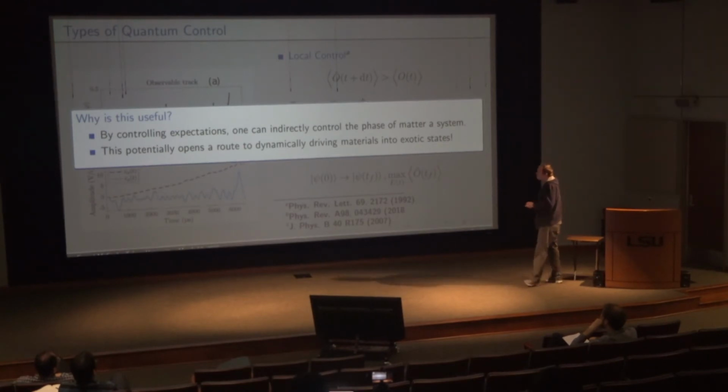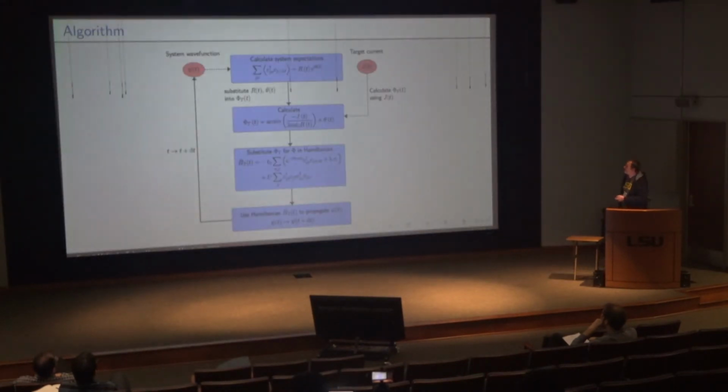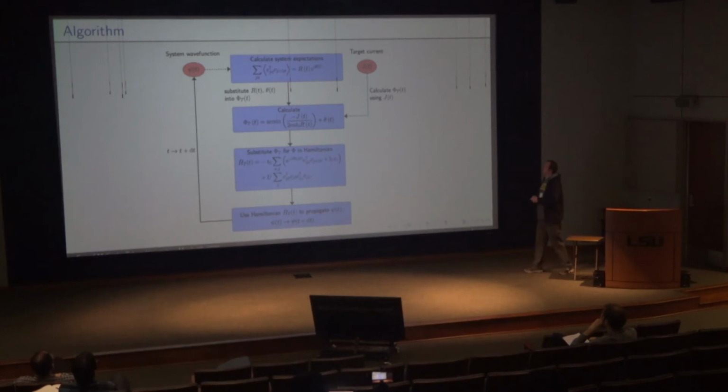And so if you're able to do this, you can think about dynamically driven phases of matter, things like optically induced superconductivity. Just to give you a final thing on tracking control, the specifics here aren't too important, but I just want to give you an overview of how tracking control would work.